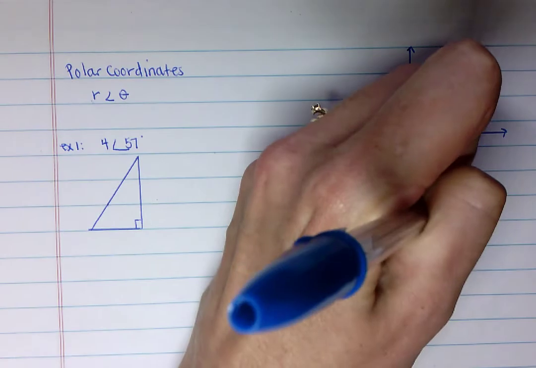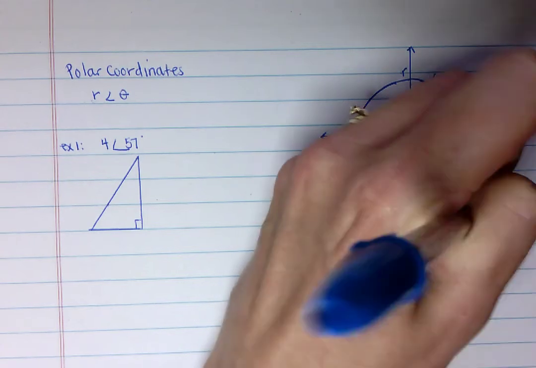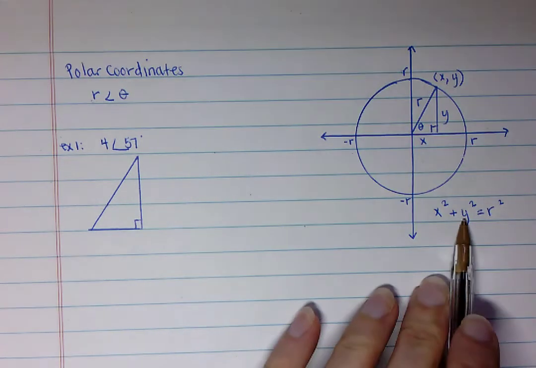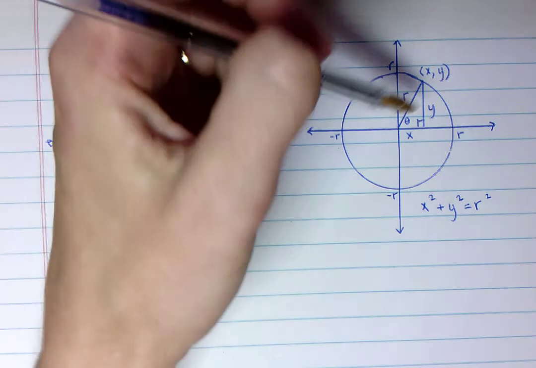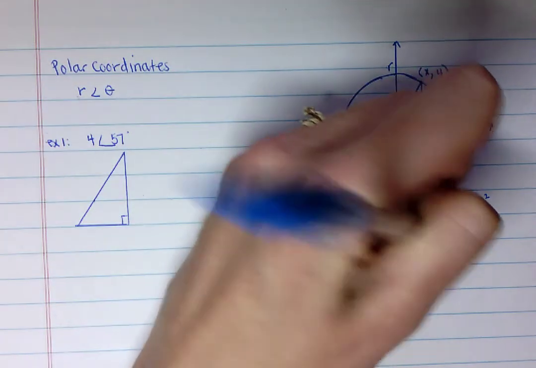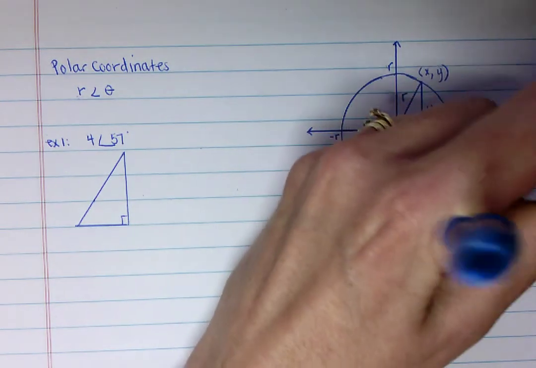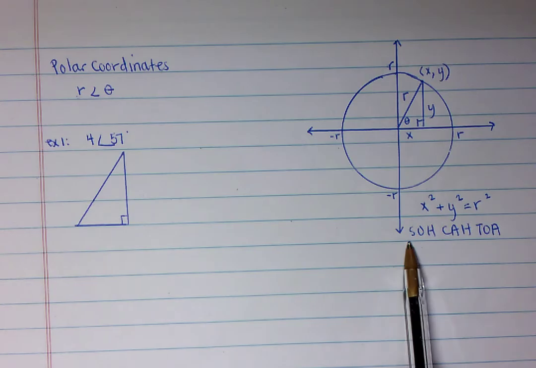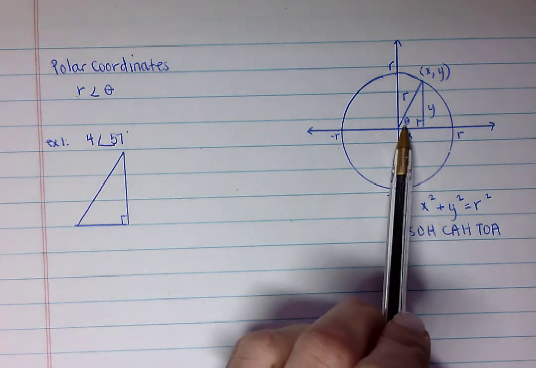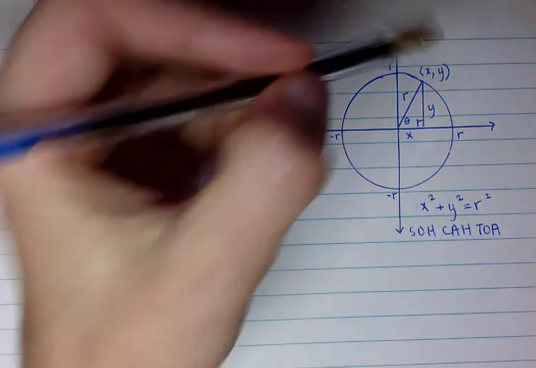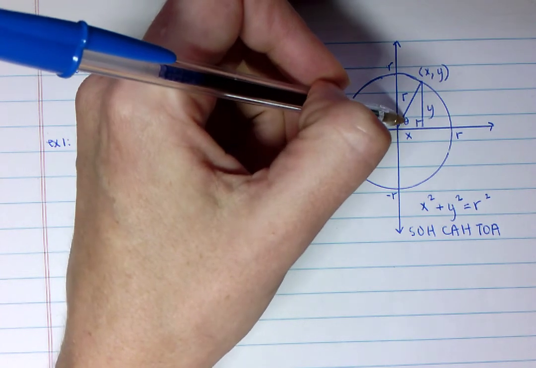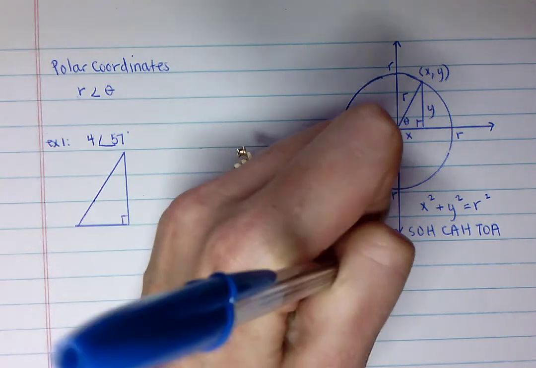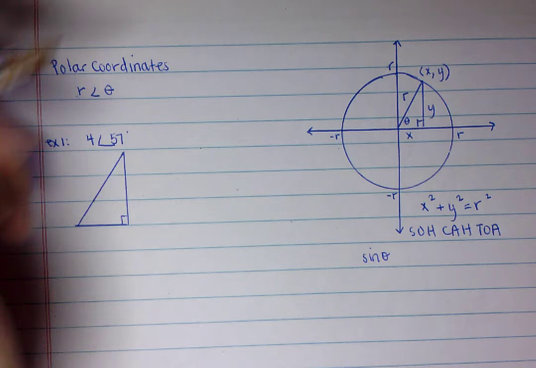This is just a circle designated x squared plus y squared equals r squared. We're also going to think again about sine, cosine, and tangent. I'm going to write SOHCAHTOA to help us. If we think about the sine, using our theta, theta is here. So let's do sine theta. This is like a little review for you.